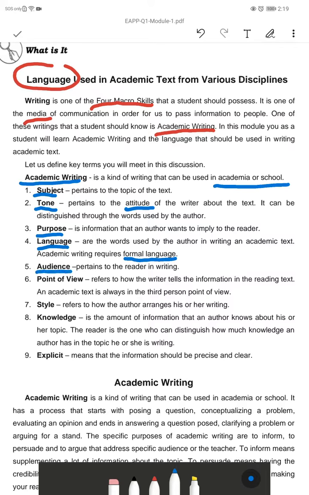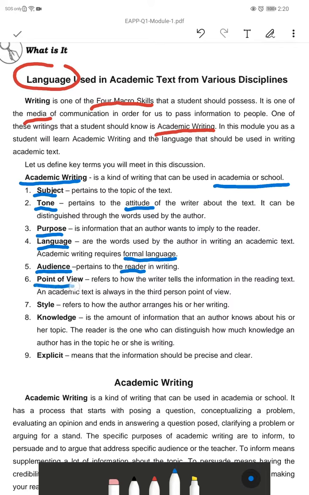The next one is audience. When we talk about shows or speeches, we refer to audience as the listeners. But in writing, the audience pertains to the reader. Who will be reading the text? Will this be students, teachers, professors, children? So the audience simply means who will be reading the text, the readers.